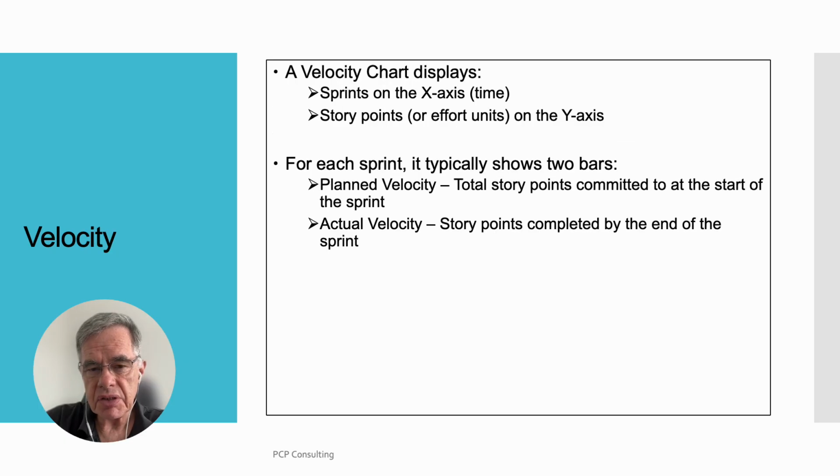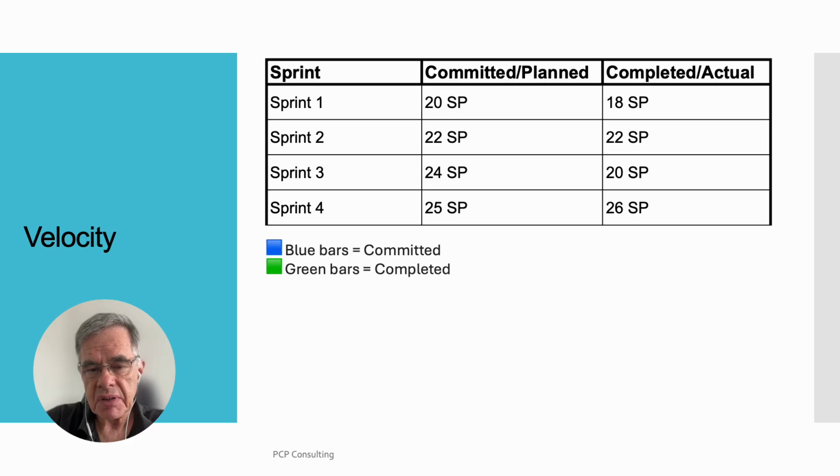A velocity chart displays sprints on the x-axis, time, and story points or effort units on the y-axis. For each sprint, it typically shows 2 bars. Planned velocity, total story points committed to at the start of the sprint. Actual velocity, story points completed by the end of the sprint. The table shows sprints 1 to 4, what was committed and what was actually completed.